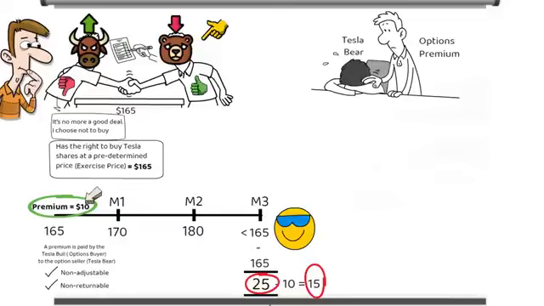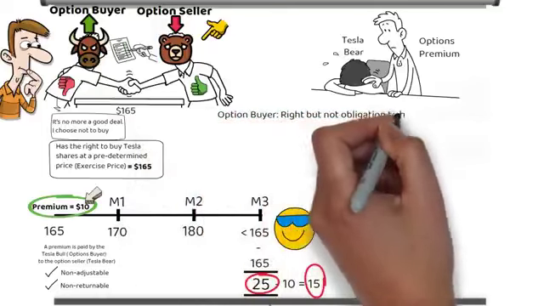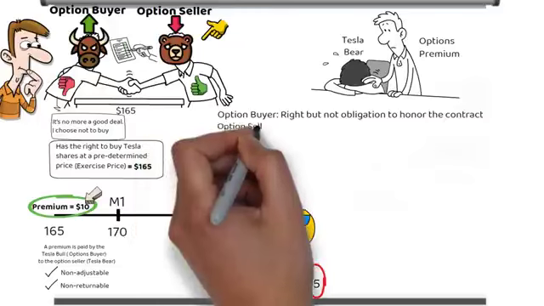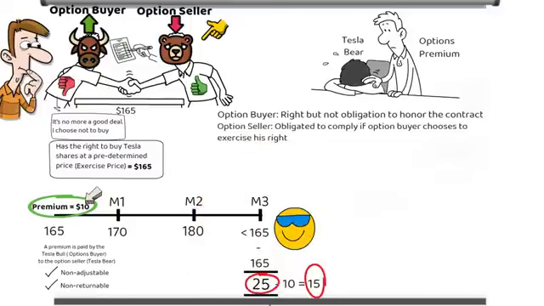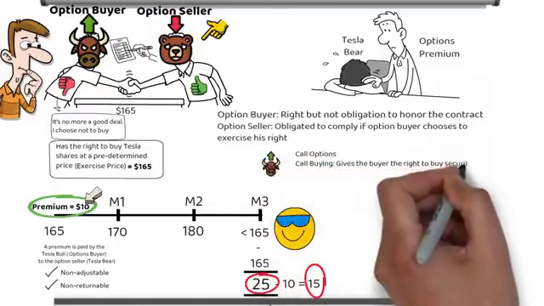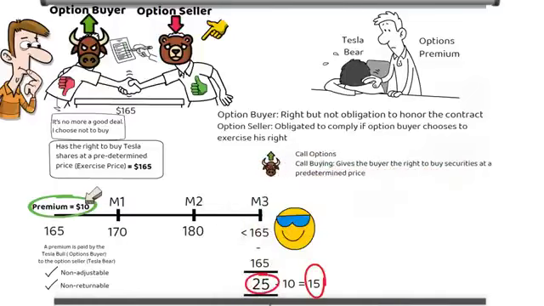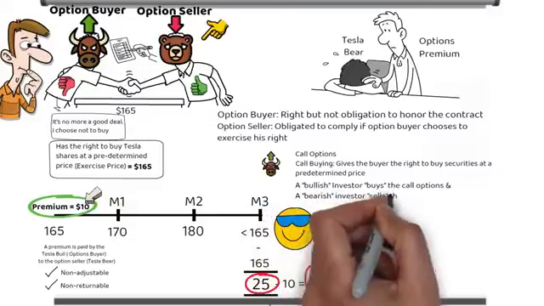In this example, the Tesla bull will be termed as an option buyer, and the Tesla bear will be termed as an option seller. An option buyer has the right but not an obligation to honor the contract, and an option seller has an obligation to comply if the option buyer chooses to exercise his right. In the example, because the option buyer was bullish on the Tesla stock, the option he will use is a call option. A call option gives the buyer the right to buy securities at a predetermined price. A bullish investor here buys the call option, while the bearish investor sells the call option.